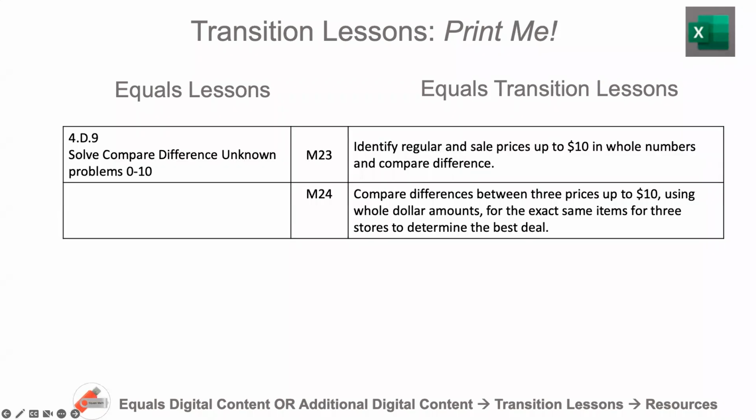In this example, the equals lesson on the left is associated with two transition lessons on the right. It would be expected that the equals lesson for D9 would be taught first, then the transition lesson M23, then M24.